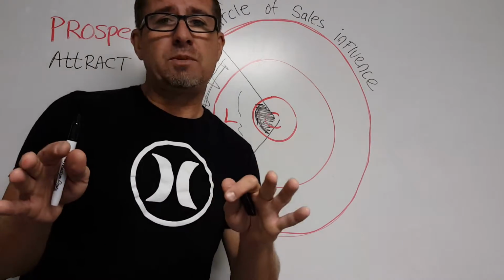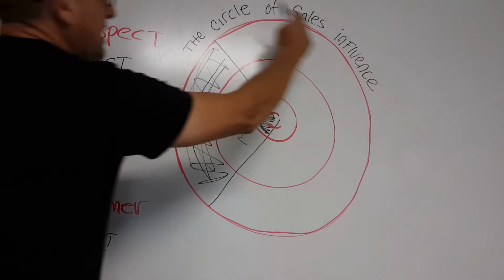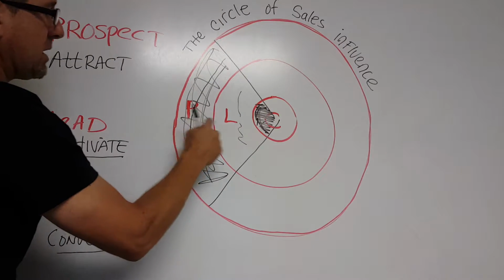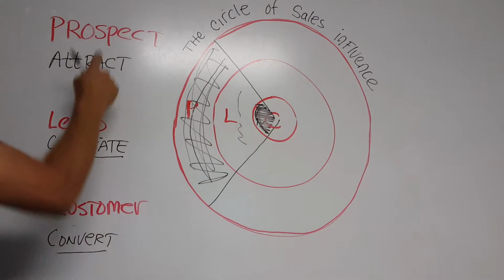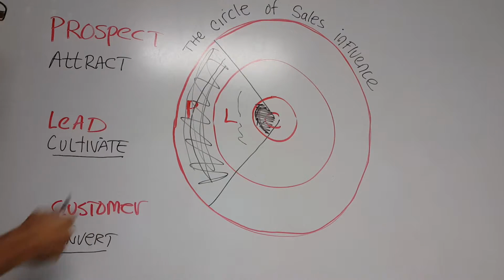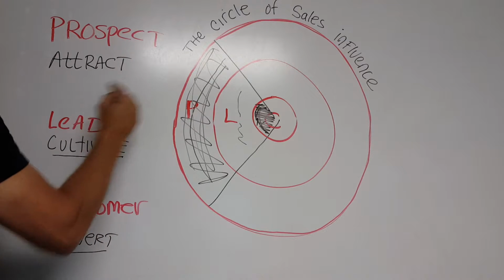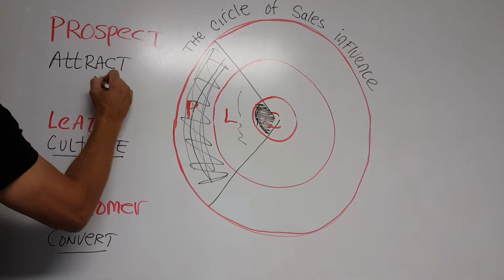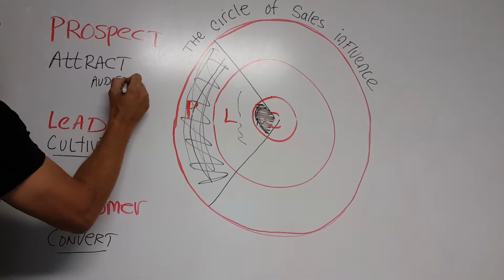So I hope this helps. The circle of sales influence is prospect, lead, customer. Your prospect, you're just attracting your prospect. And let me just give you one more tip. How do you attract your prospects? You have to create an audience.